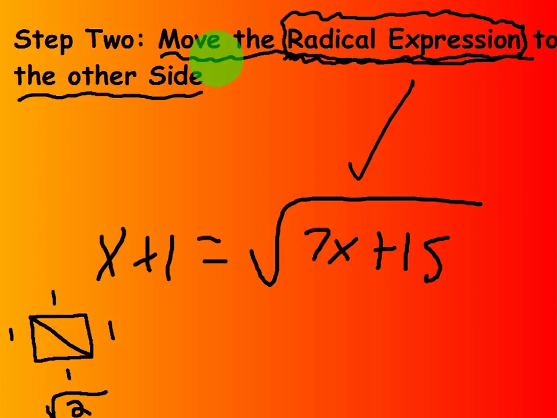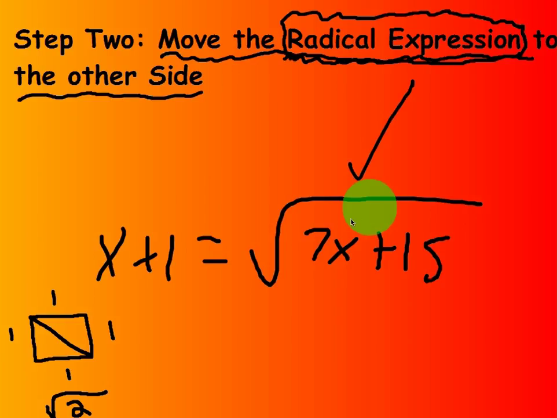Step 2 is just making sure that the radical expression is on one side of the equation, so you've got your radical on one side, everything else on the other. Okay, but like you said, in order to get rid of a square root, the opposite of that is squaring it.